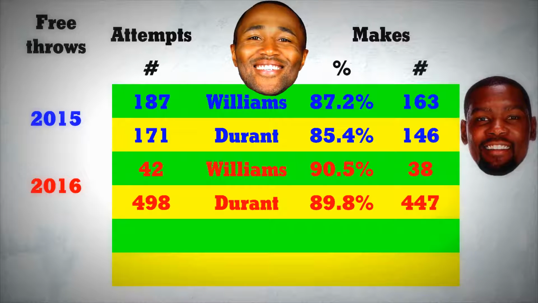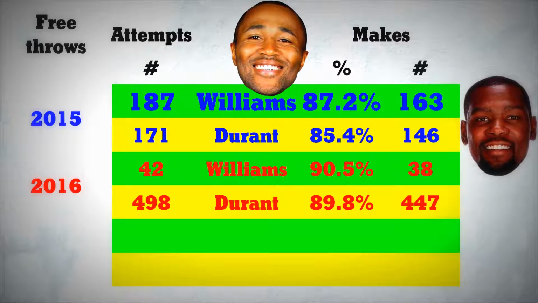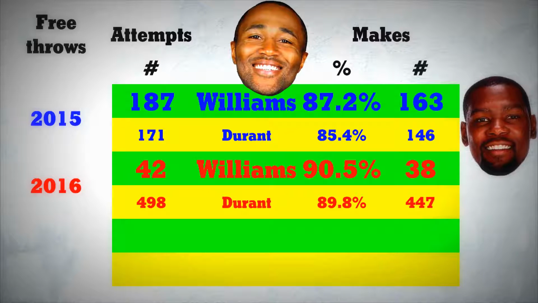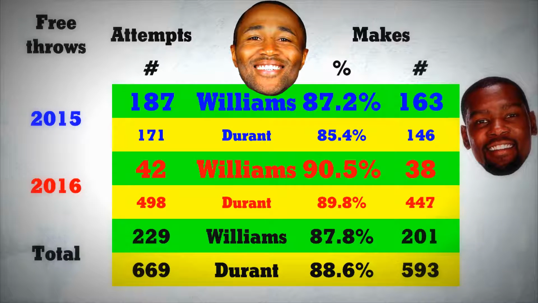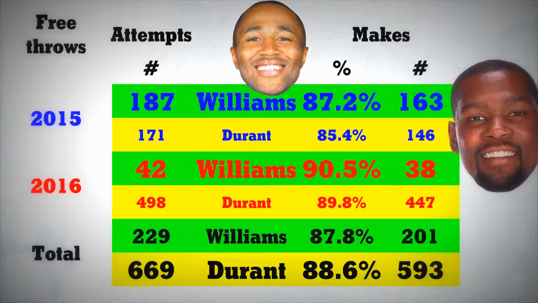In each year, Williams made a higher percentage of his free throws than Durant. Yet, paradoxically, when we add up the numbers across the 2 years, we find that Durant made a higher percentage, 88.6% versus only 87.8% for Williams.